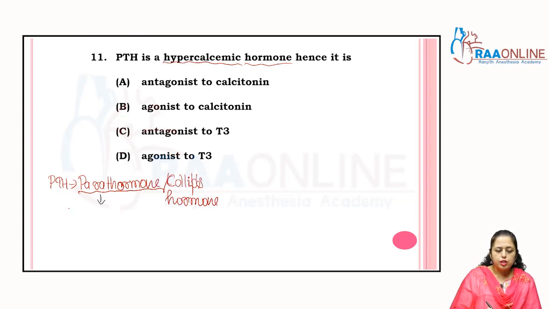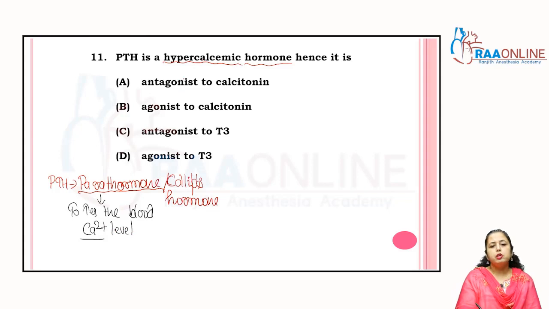Its function is to increase the blood calcium level. That's why it is called the hypercalcemic hormone, because it increases the blood calcium level, right? And that is antagonistic to calcitonin. It is not agonistic, right? So all these options are cancelled. It is antagonistic to calcitonin, because calcitonin decreases the blood calcium level and parathormone increases the blood calcium level. So the answer is A.